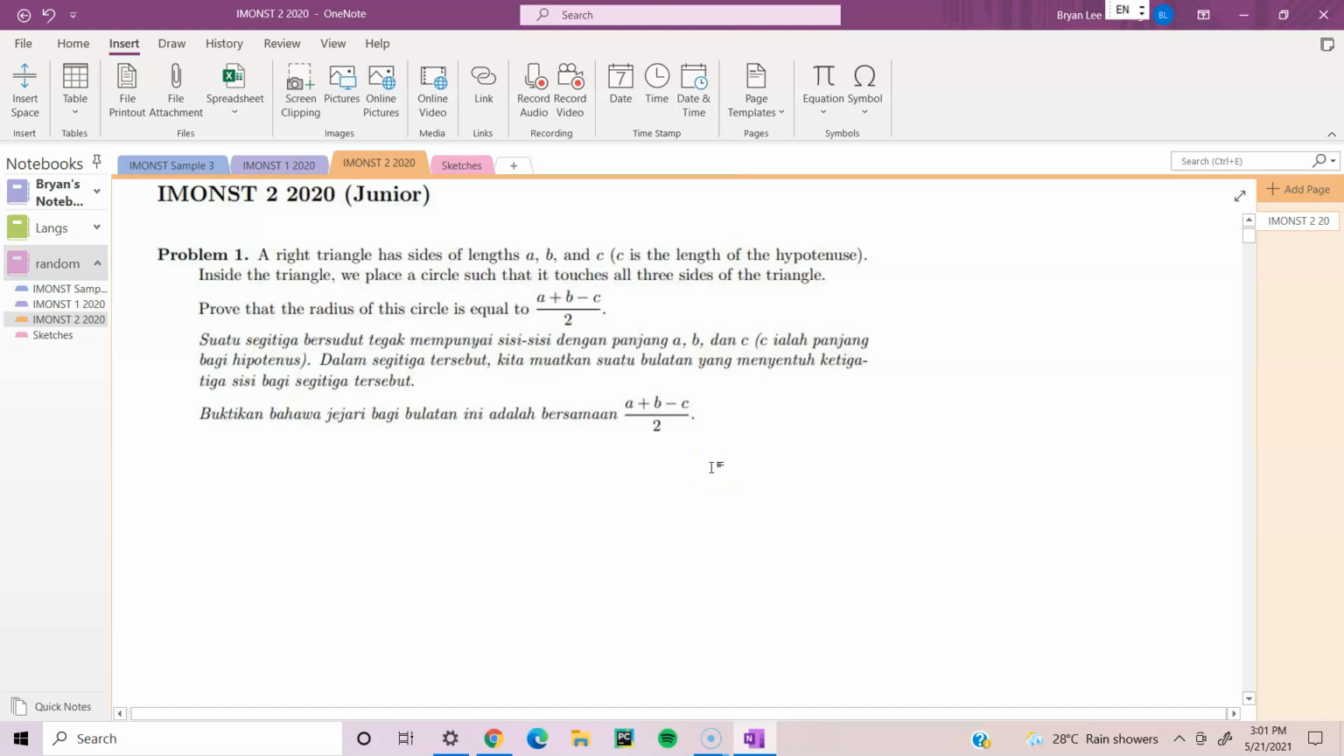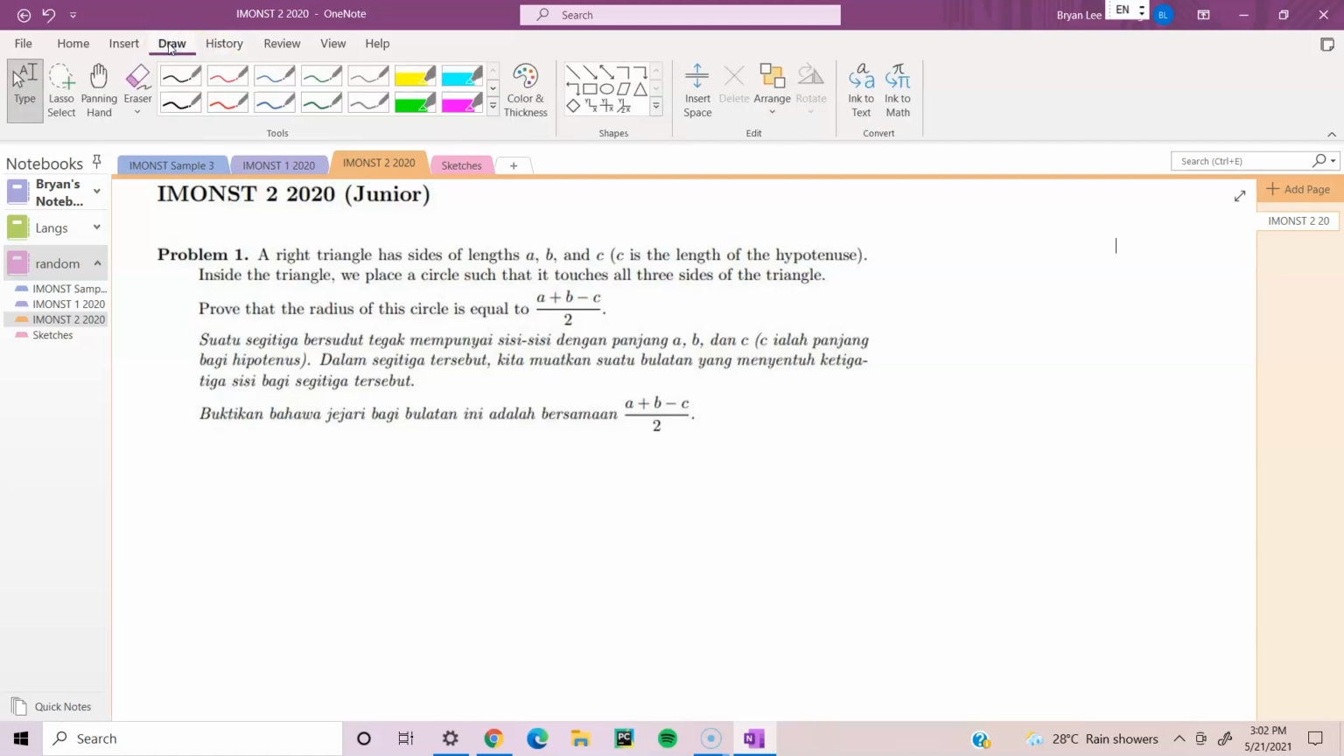Now, for IMONST 2020 Junior, a right triangle has sides of lengths A, B, and C, C being the length of the hypotenuse. Inside the triangle, we place a circle such that it touches all three sides of the triangle. Now, let's prove that the radius of this circle is equal to (A plus B minus C) divided by 2. So this is what we want to find.